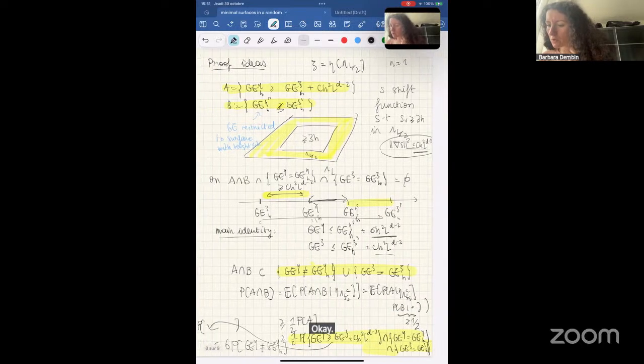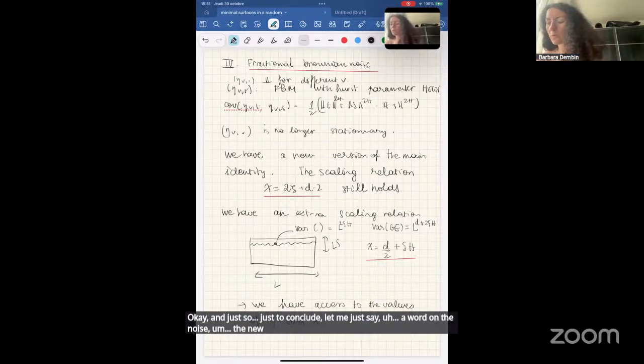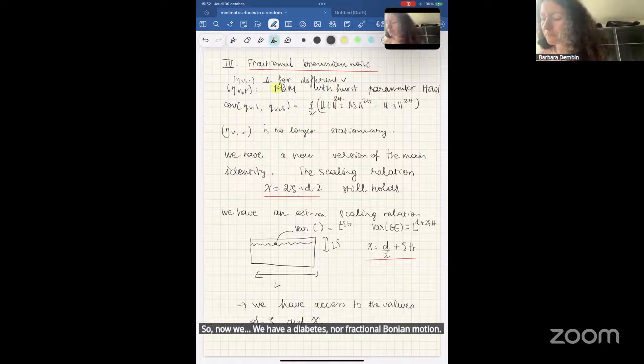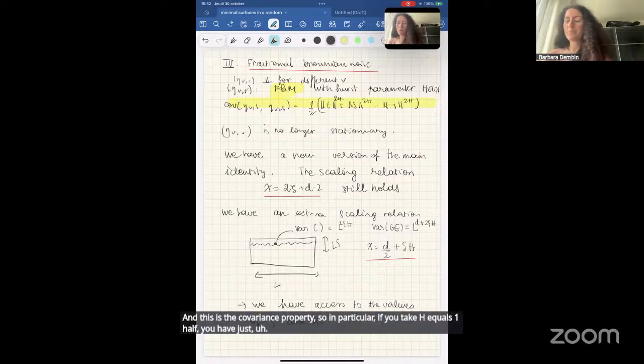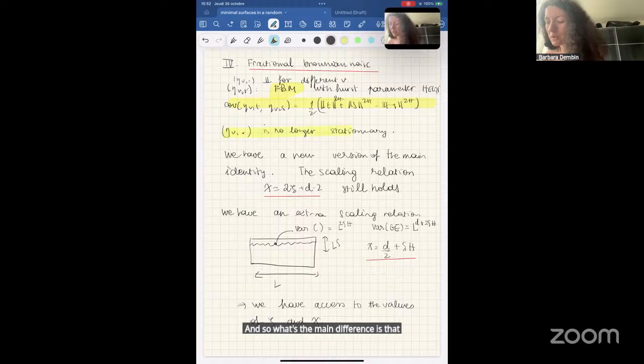And just to conclude, let me say a word on the new work with a new noise. So now eta v t is a fractional Brownian motion, and this is the covariance property. In particular, if you take h equal 1/2, you have just two-directional Brownian motion. And the main difference is that the noise is no longer stationary.